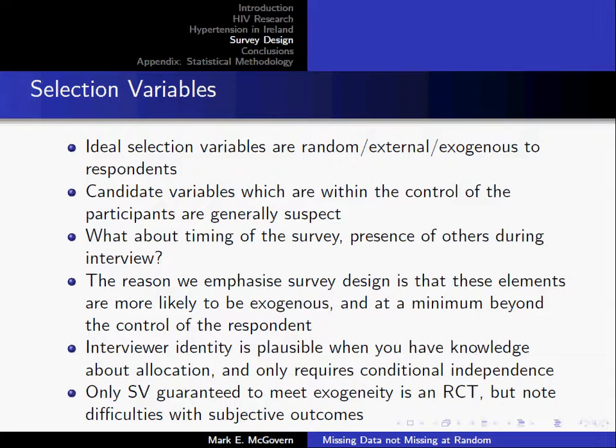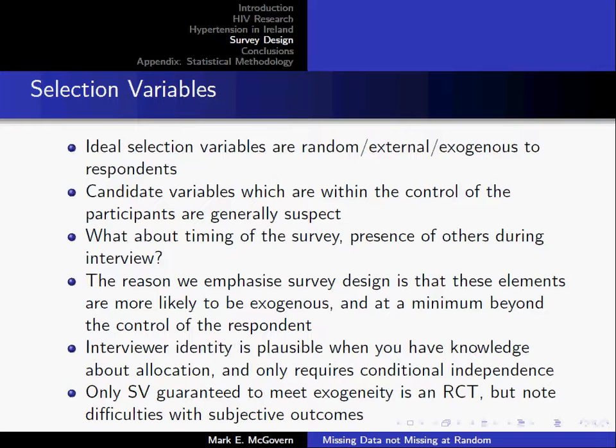What if there's somebody else in the room? Maybe that affects whether people answer questions. But they're in the control of the respondents, so it's probably not a good idea. So for example, the households where husbands and wives are interviewed separately versus together, they might be different from households where they're not. So that's probably not a good idea. The reason that we emphasize survey design is that at least these elements are beyond the control of the respondent, and from that perspective, they're more likely to be exogenous.